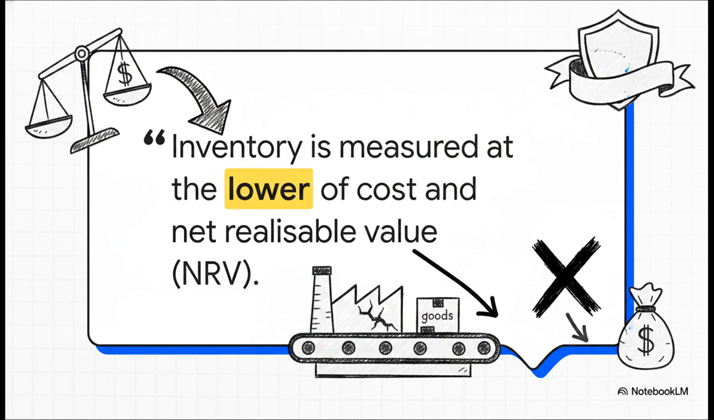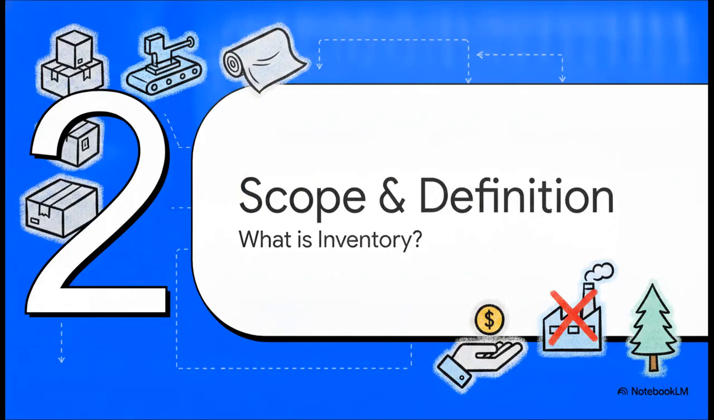For example, let's say you manufactured goods at a cost of $100,000, but because of some major market shift, you can now only sell them for $85,000 after paying your selling costs. Well, that inventory cannot remain at $100,000 on your balance sheet. No way. It must be aggressively reduced to $85,000, and you take that $15,000 hit to your profit and loss immediately.